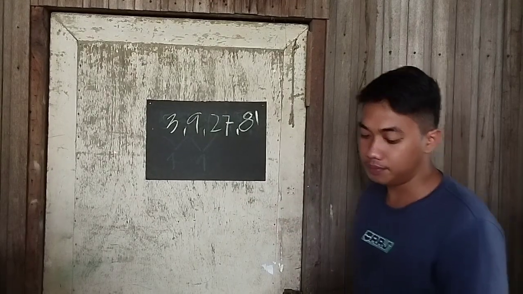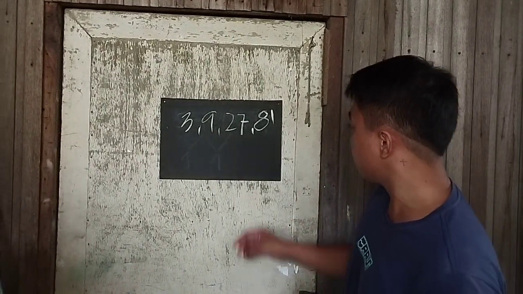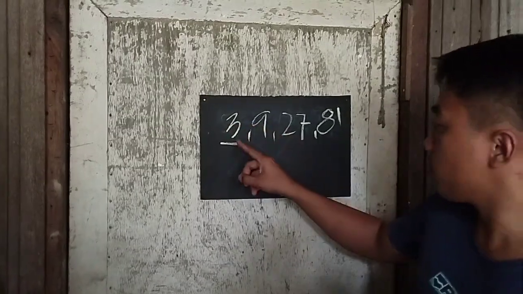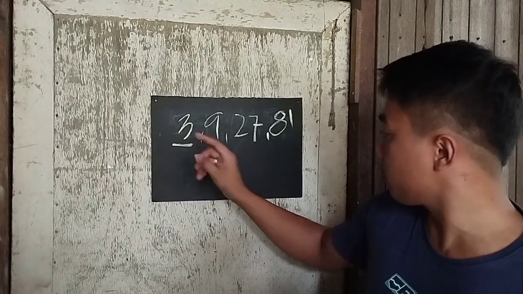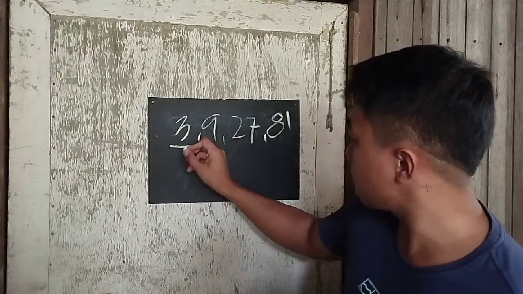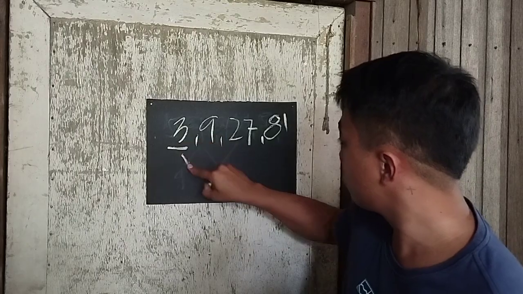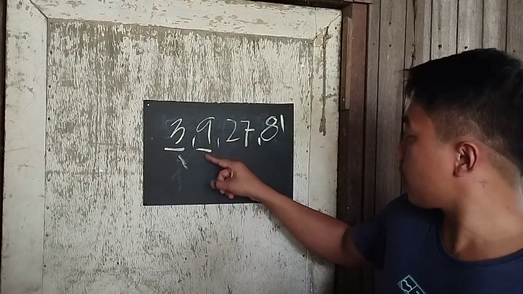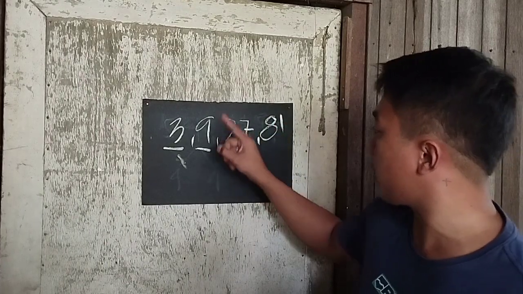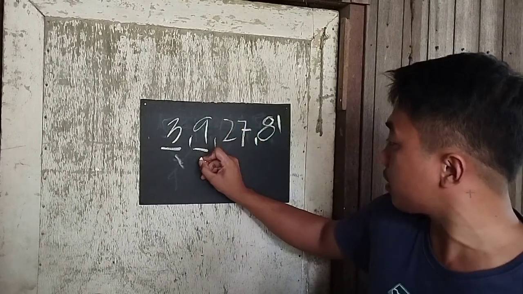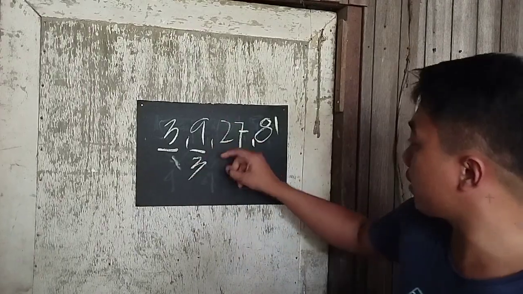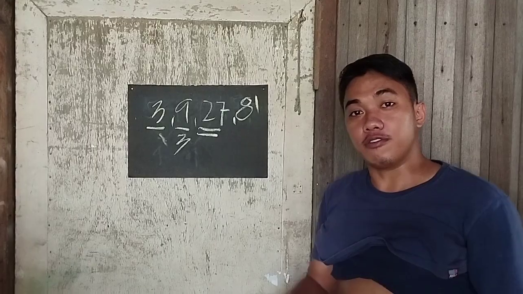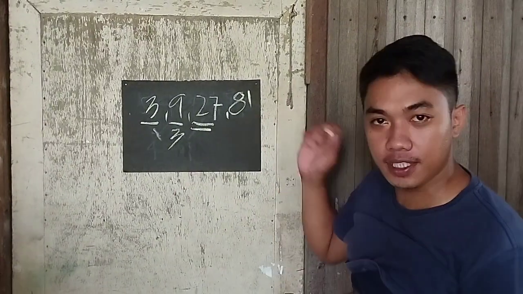For example, we have the first term 3. We multiply it by 3 as the common ratio. 3 times 3 is equal to 9. And for the third term, we also multiply the second term by the common ratio 3. So we get 27. And that's the introduction of finite and infinite sequence.